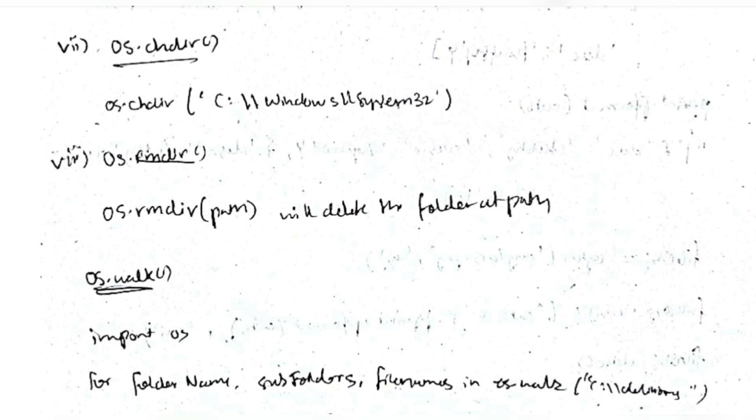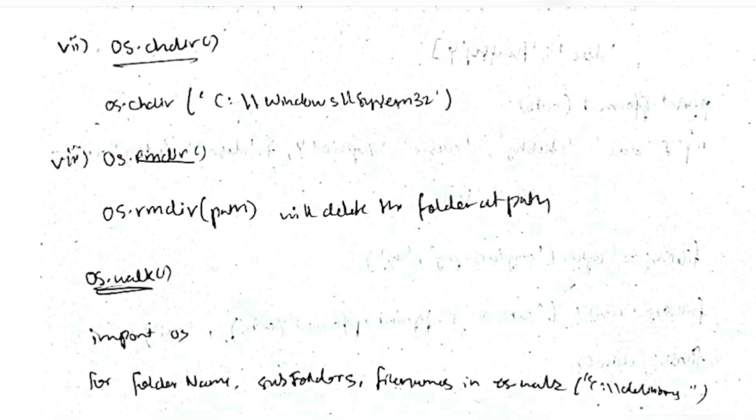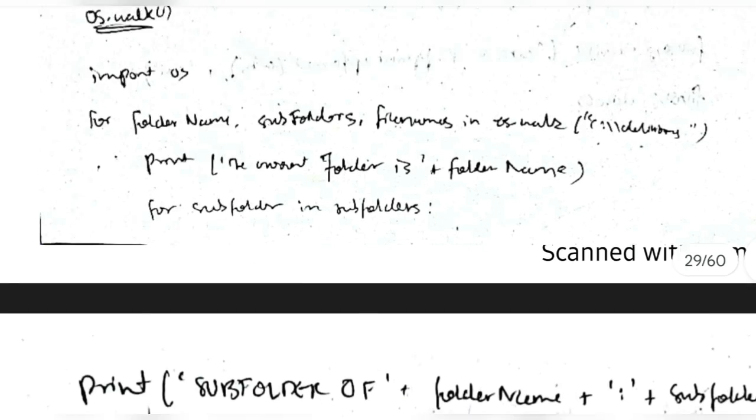The most important ones are: change directory. If you have to change the current working directory, you do that with os.chdir, and you specify which directory you have to go to. rmdir will delete the path at that particular directory. And walk means you have folders and subfolders.